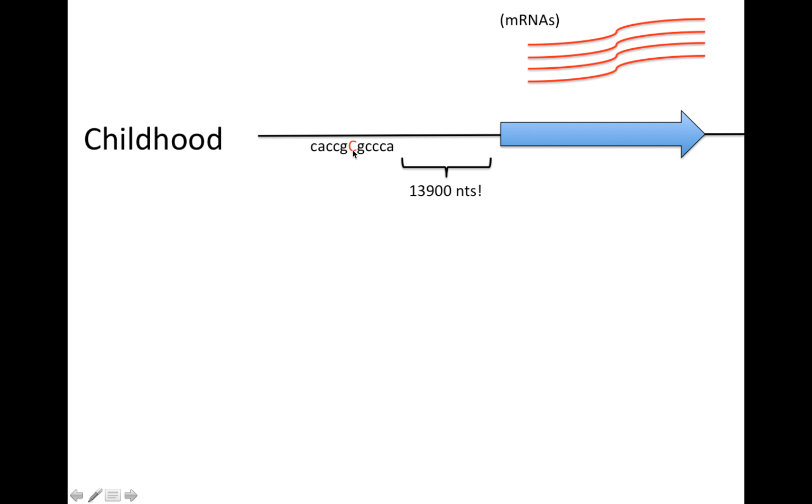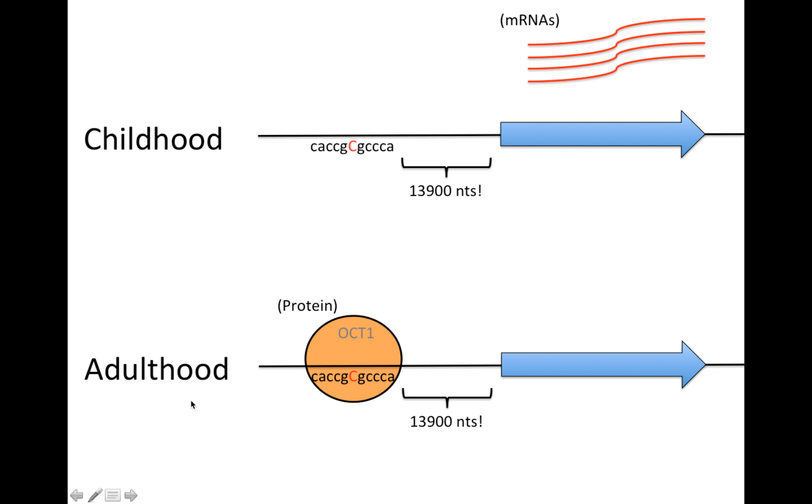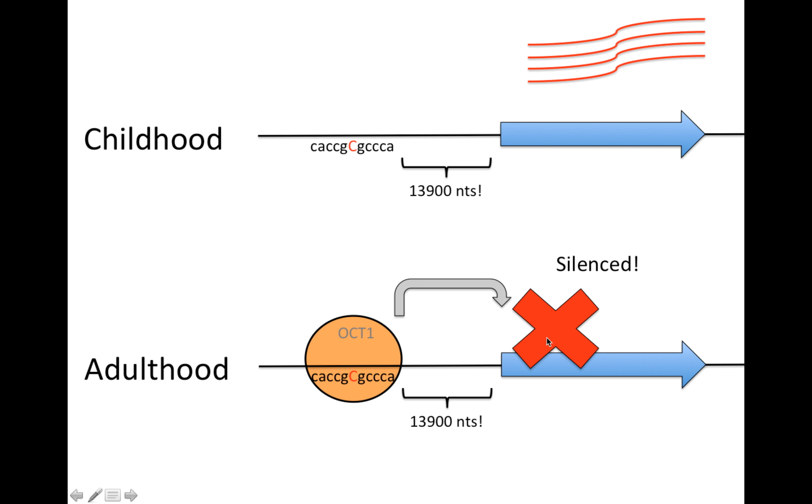Let's start with the individuals that have a C. During childhood, these individuals express the gene. As we said, they make mRNAs, and then off to the right here, they make proteins, but I've left them off the slide. What happens in adulthood is that individuals with the C have this protein called OCT1, which comes and binds to this site, and it actually blocks production of mRNA from the lactase gene. So we get no transcription, so we get no translation.